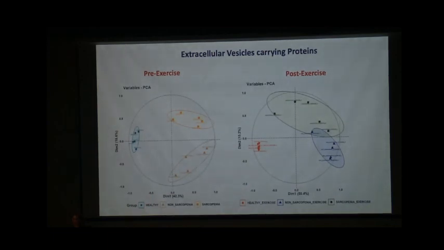Upon proteomics of these exosomes, pre and post, if you see these clusters, they are the healthy patients. This is non-sarcopenia and this is sarcopenia. Here also this is healthy, non-sarcopenia and sarcopenia. So the clusters are differentially segregated in the pre-exercise condition, whereas in post-exercise, at least sarcopenic and non-sarcopenic had many overlapping conditions, which shows that if we make sarcopenic patients exercise, it might help them to induce certain proteins which will be beneficial in nature.